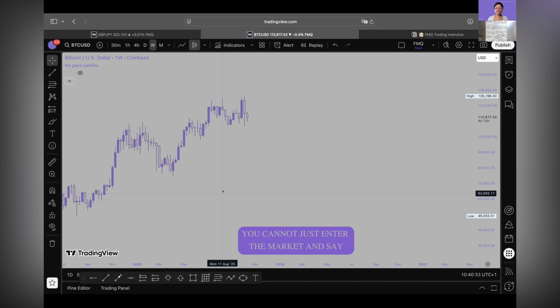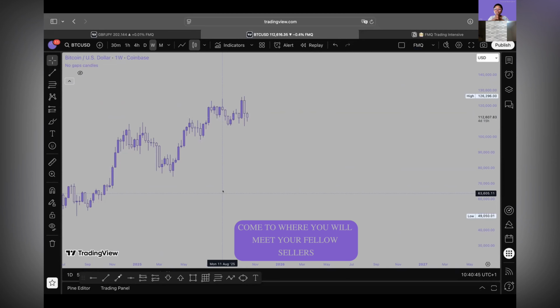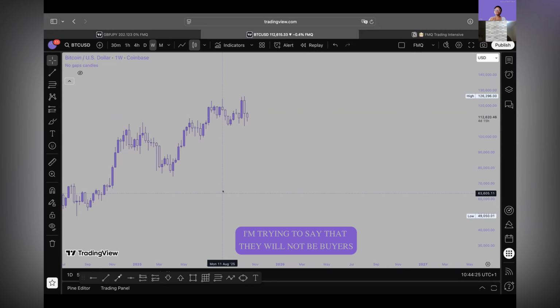You cannot just open your chart and say, okay, because this market is trending downwards and it is creating a series of lower highs and lower lows, yes, I'm going to sell. You want to come to where you will meet your fellow sellers. You want to come to where you will meet somebody that will buy for you. They will not be buyers if there are no sellers.